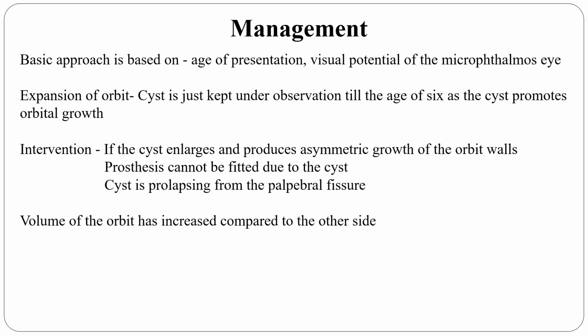Management: the basic approach is based on age of presentation, visual potential of the microphthalmic eye, and expansion of the orbit. The cyst is just kept under observation till the age of 6, as the cyst promotes orbital growth. Intervention is needed if the cyst enlarges and produces asymmetric growth of the orbital wall, a prosthesis cannot be fitted due to the cyst, the cyst is prolapsing from the palpebral fissure, or the volume of the cyst orbit has increased compared to the other side.